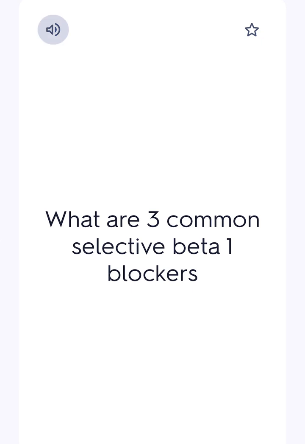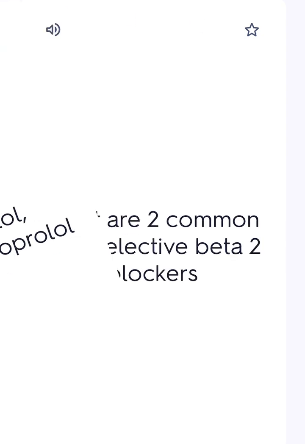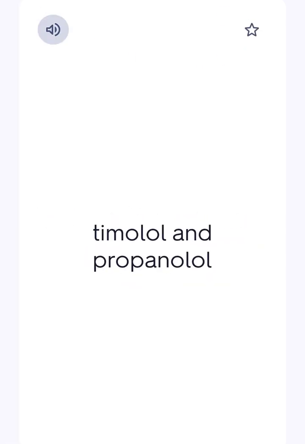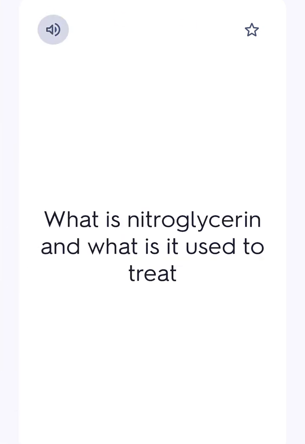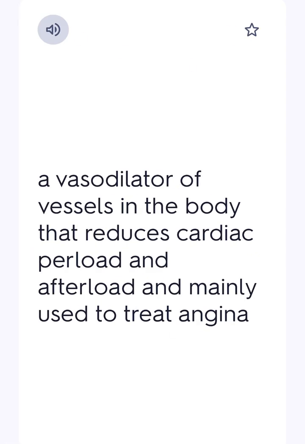What are 3 common selective beta-1 blockers? Metoprolol, atenolol, bisoprolol. What are 2 common non-selective beta blockers? Timolol and propranolol. What is nitroglycerin, and what is it used to treat? A vasodilator of vessels in the body that reduces cardiac preload and afterload, and mainly used to treat angina.